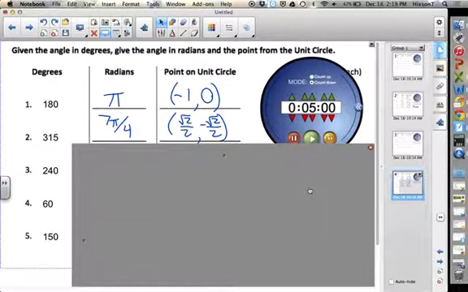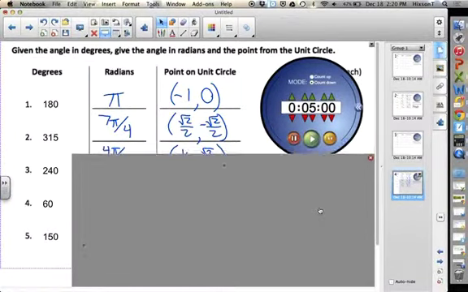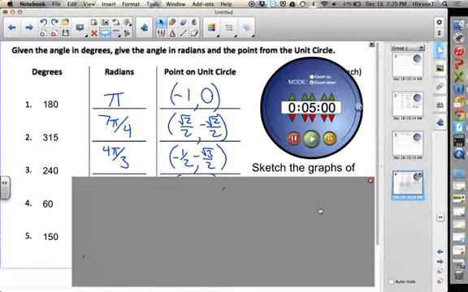All right, Jiho, how about 240 in radians? 4 pi over 3. Okay. That has a 60-degree reference angle, so the denominator is 3. It's 4 pi over 3. And then the point. Edward, what's the point here for 240? Negative 1/2, comma negative √3 over 2. Very good. Third quadrant, both of them are negative.